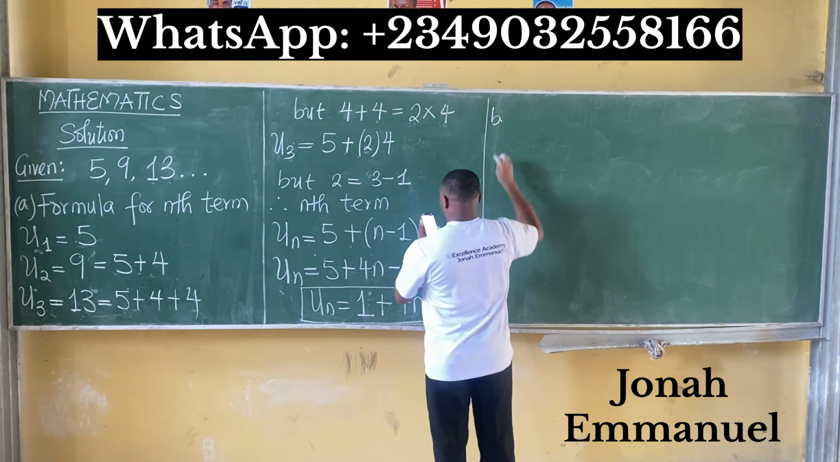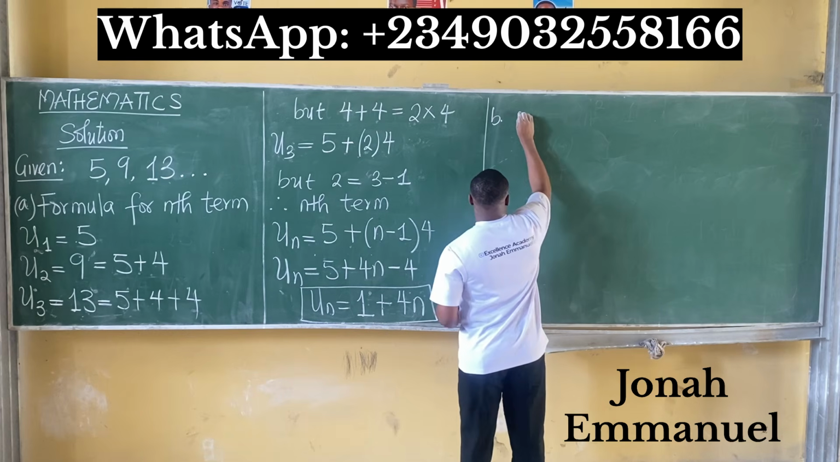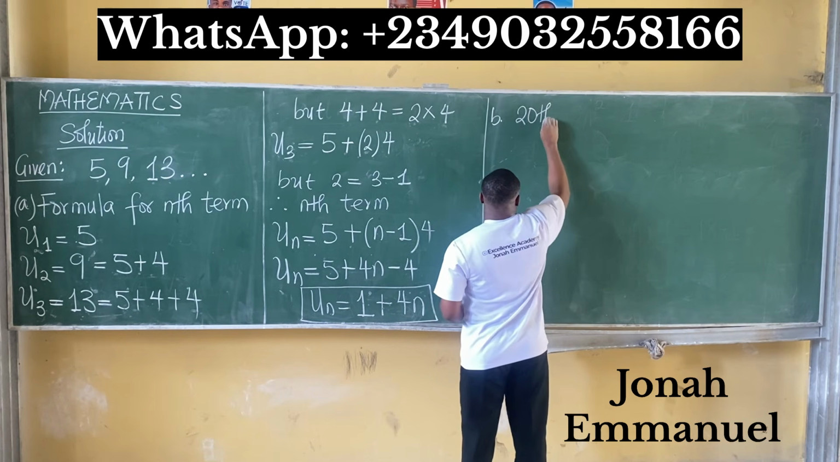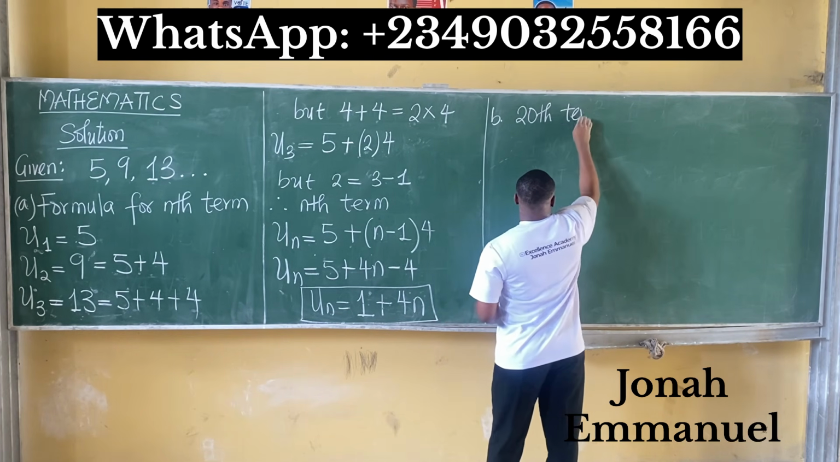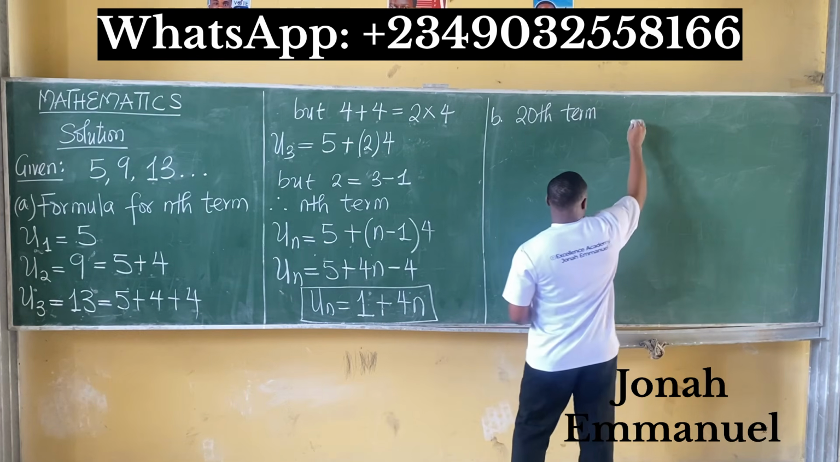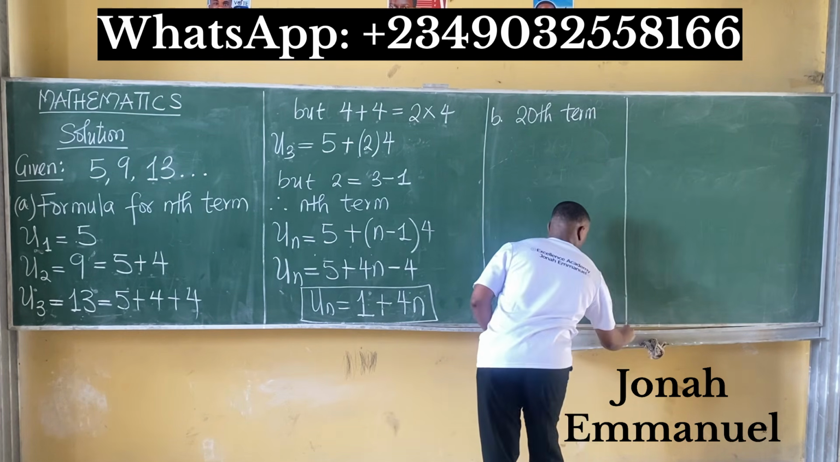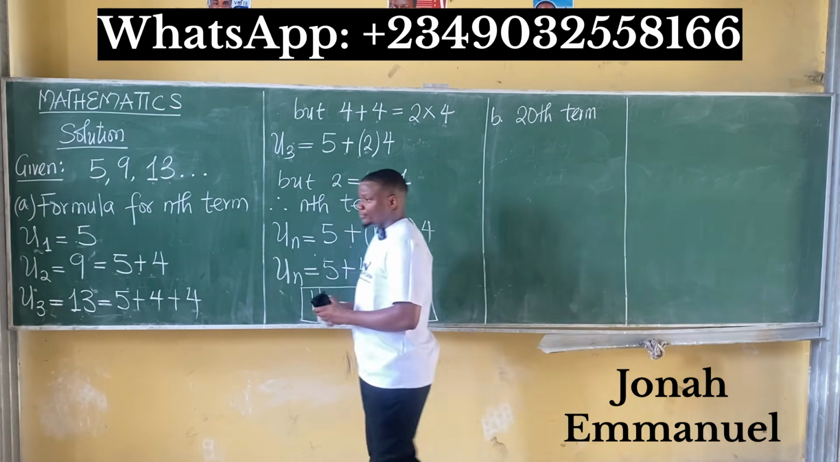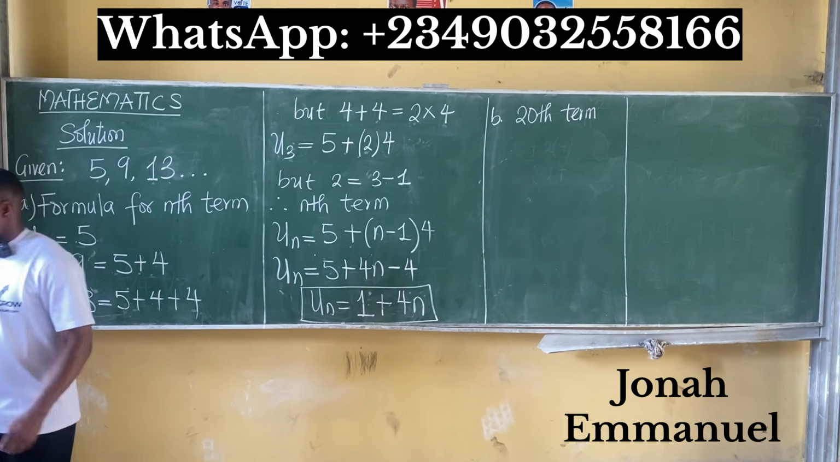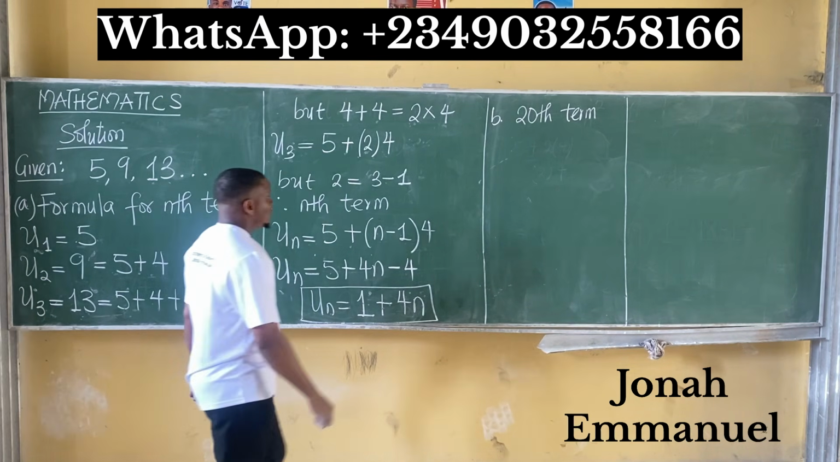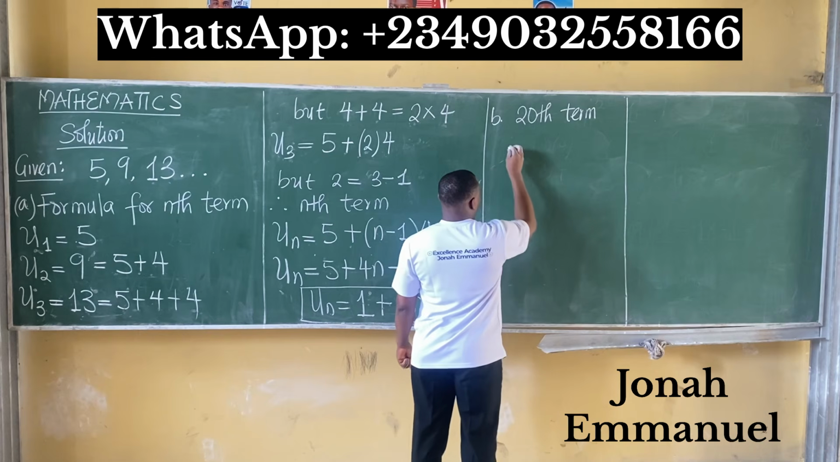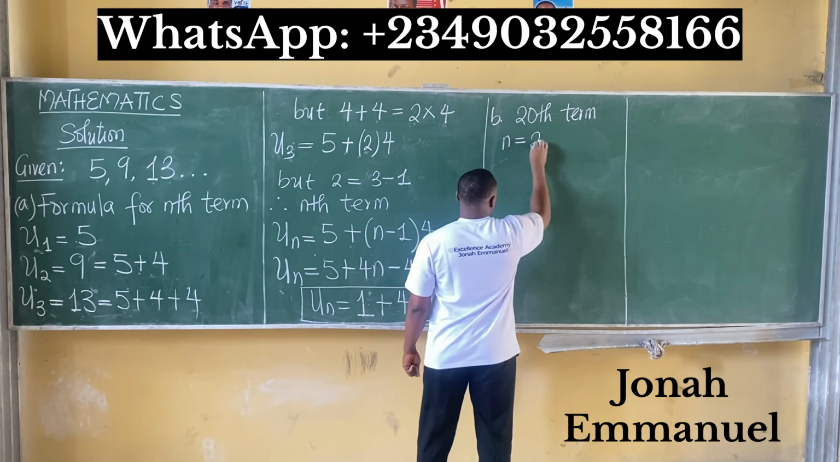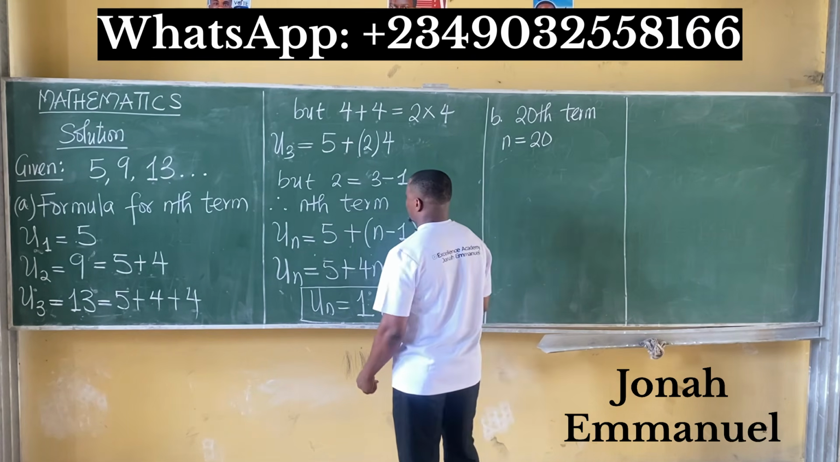Part B said we should find the 20th term. Let's get the 20th term. How do we find the 20th term? What do we do? Now, for the 20th term, n will be equal to 20. That's all. If n is 20, what do you have here?